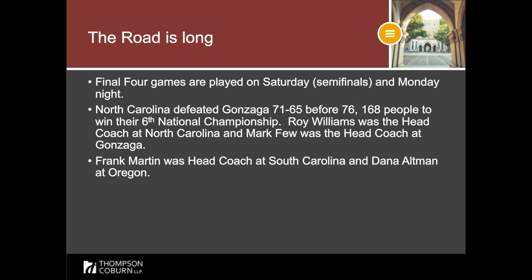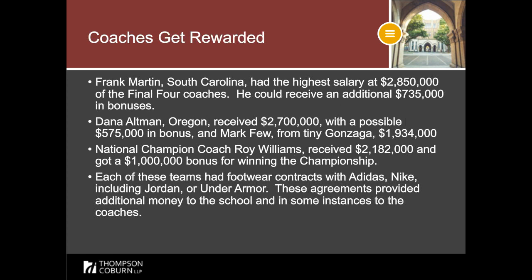There's a lot of money in this, especially for the coaches. Frank Martin, the South Carolina coach, was the highest paid of the four, and he made $2,850,000. He received an additional $735,000 in bonuses. Dana Altman was next. He received $2,700,000 with another possible $575,000 in bonus.